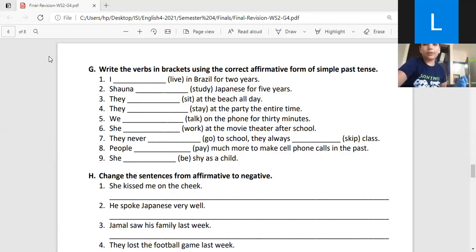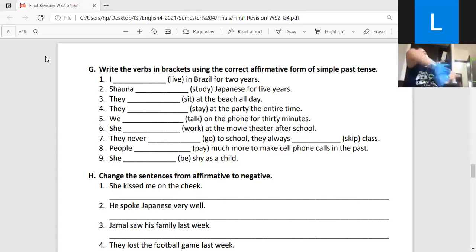So guys, as I was saying, when you start a complex sentence with the dependent clause, then you have to add a comma after the dependent clause. But when you start with the independent clause, then there is no need to add any commas in the sentence. So we have finished the complex sentences.